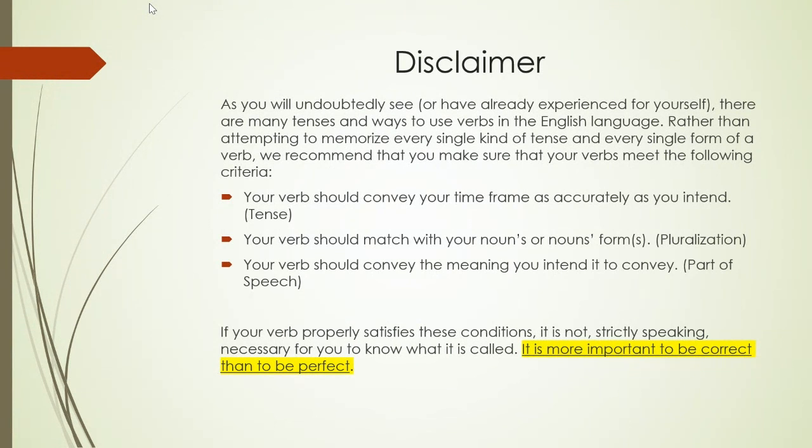Your verb should also match with your noun or nouns' form or forms. This is known as pluralization. Finally, your verb should convey the meaning you intended to convey. This is known as part of speech and refers to your verb's grammar within a sentence. As long as your verb satisfies these conditions, even if you don't know the name of the particular tense you're using, that's what's most important. It is more important to be correct than to be perfect.